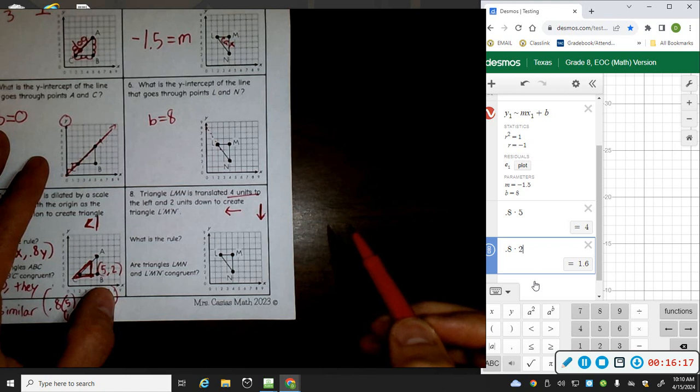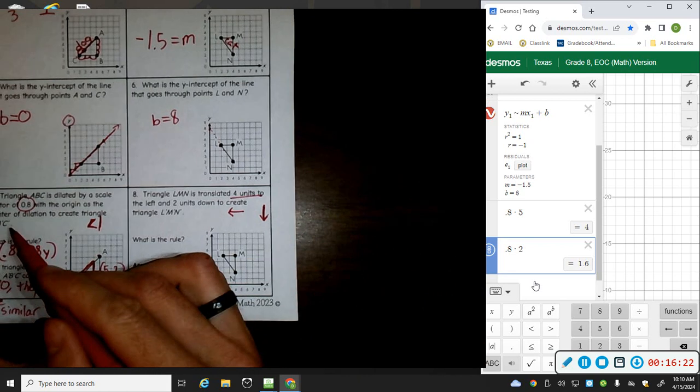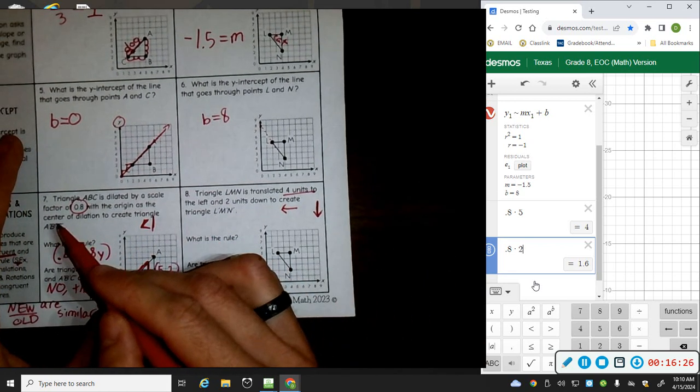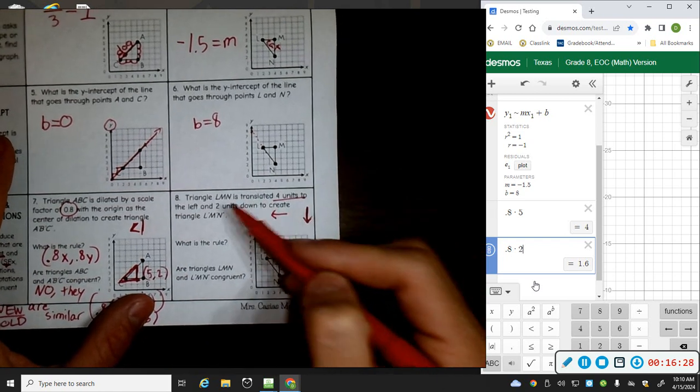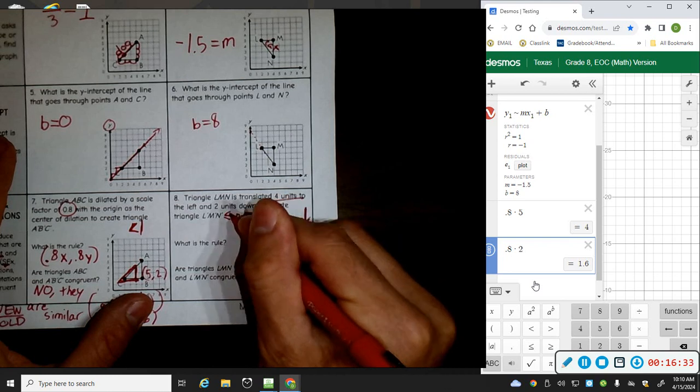We have triangle LMN prime, right? And this is something else to point out about these transformed figures we're dealing with, these apostrophes, that prime notation. That lets you know this is the new figure. Right? Prime means the new figure.